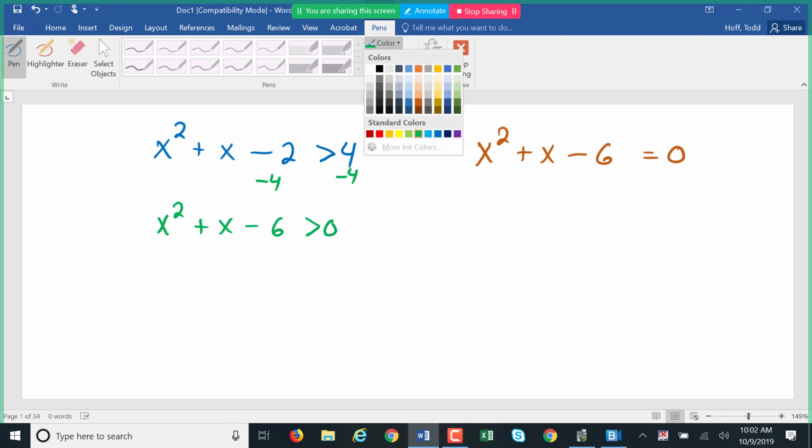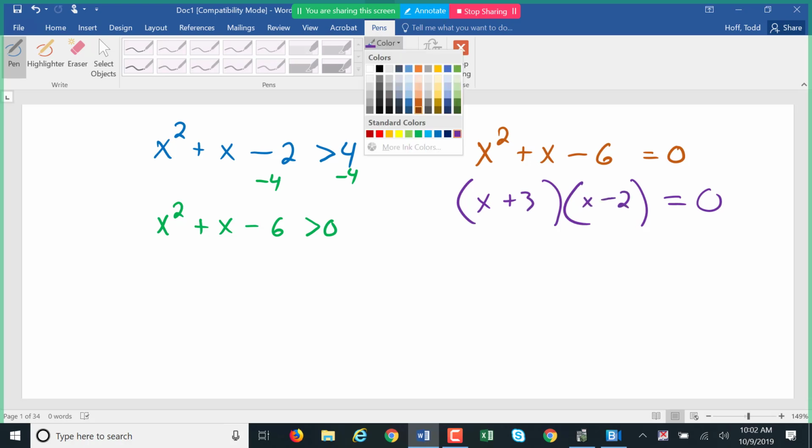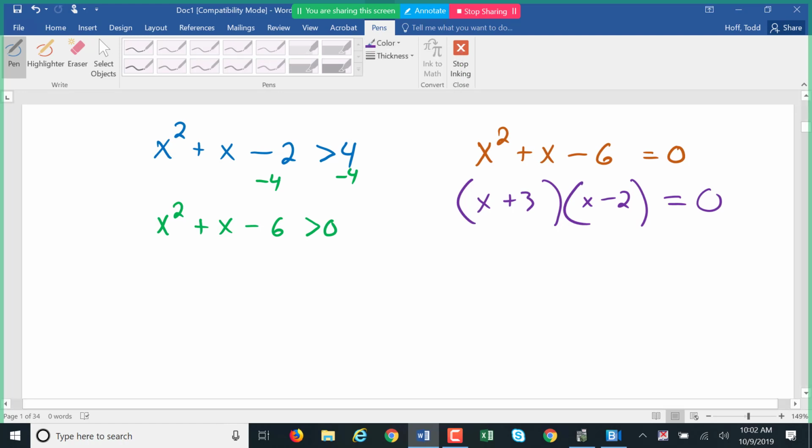So for this one, obviously you have to get it compared to 0, so you subtract the 4. And then we'll treat it as the equation x squared plus x minus 6 equals 0. So that's going to factor to x plus 3 and x minus 2. So we have x plus 3 equals 0, which gives us that x could be negative 3, or x minus 2 equals 0, giving us that x is 2. So those are the roots we're going to be looking at on the graph.